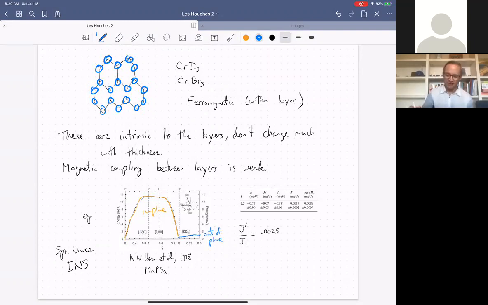In fact, by fitting these dispersion relations, they estimate an interlayer coupling is about 1/4% of the strength of the nearest neighbor in-plane antiferromagnetic exchange in this material. So this ratio is particularly small in MnPS3, but in all these materials, it's a small number, rarely more than a few percent.